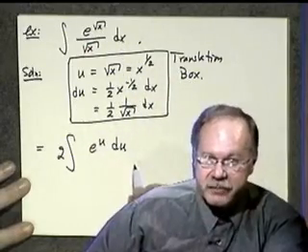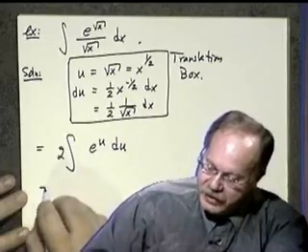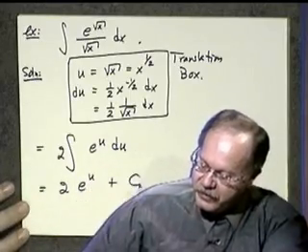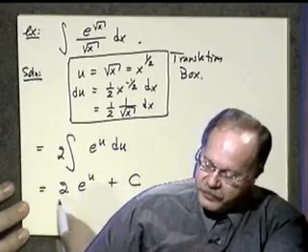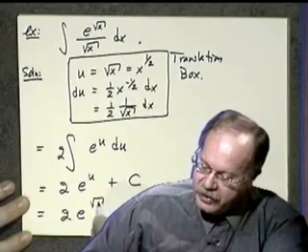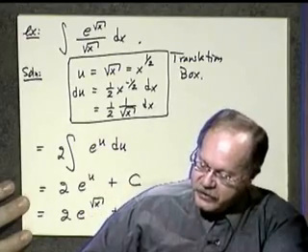So now I have a much simpler integral, e to the u du. And this is easy because e to the u is the easiest antiderivative there is. It is just e to the u. So 2e to the u plus c. Finally, I turn that back into the original variable, 2e to the square root of x plus c.